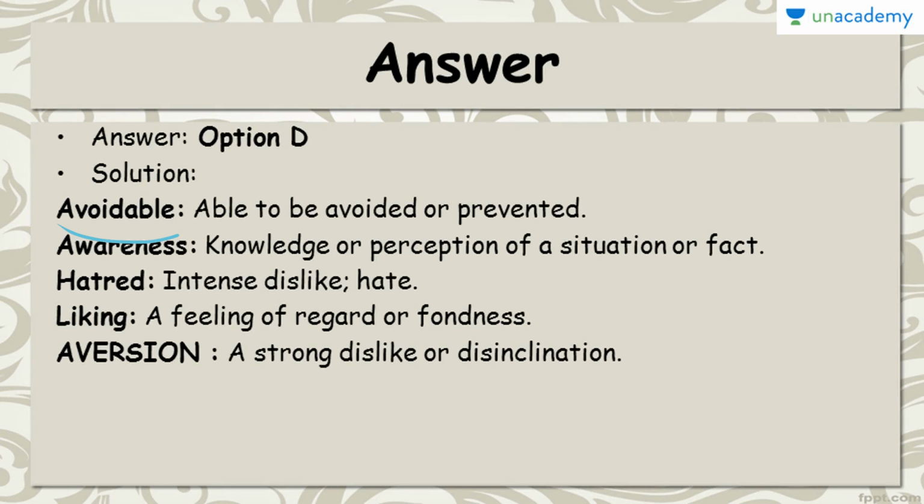Avoidable means something which can be avoided, something which can be prevented. Awareness means the knowledge of something. Hatred means intense dislike or hate for something. Liking, it's a feeling of regard or fondness for something. And aversion is a feeling of strong dislike or disinclination. Therefore, liking is farthest in meaning to aversion.